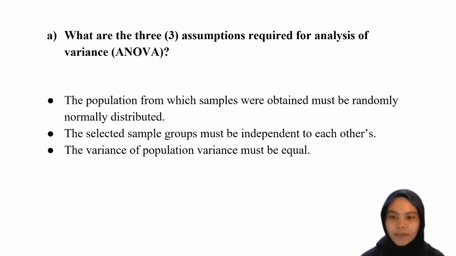For question A, what are the 3 assumptions required for analysis of variance, ANOVA? The first answer is the population from which samples were obtained must be normally distributed. The second assumption is the selected sample groups must be independent of each other, and the third assumption is the population variances must be equal.